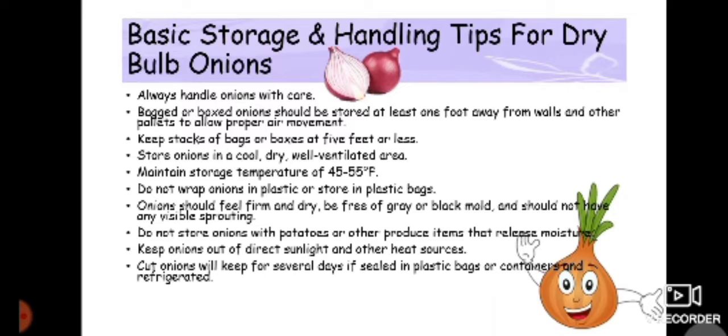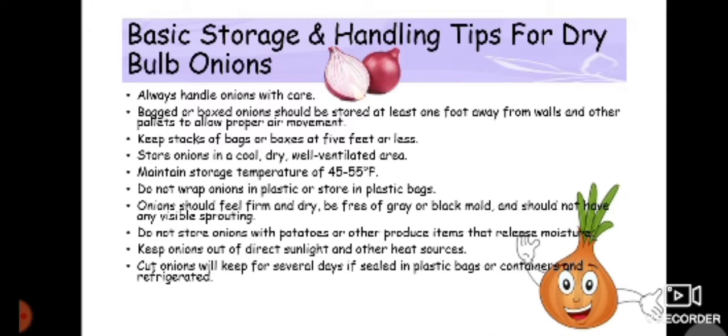Always handle onions with care. Do not drop onions as this often causes bruising and internal decay. Bags or boxes of onions should be stored at least 1 foot away from the walls and other pallets to allow proper air movement. Keep stacks of bags or boxes at 5 feet or less. Store onions in a cool, dry, well-ventilated area. Maintain the storage temperature at 45 to 55 Fahrenheit.